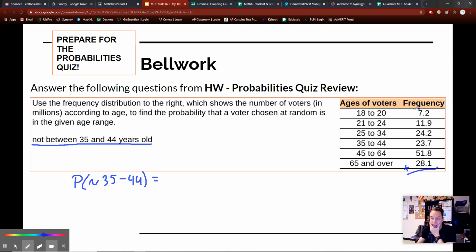The total frequency, after I add them all up, you can do that on Desmos or on the calculator. After you add them all up, you get 146.9. This is the total frequency. You need the total in order to do the probability.